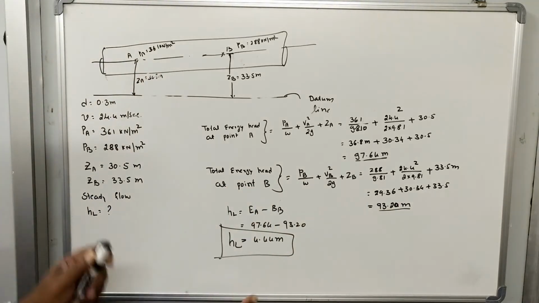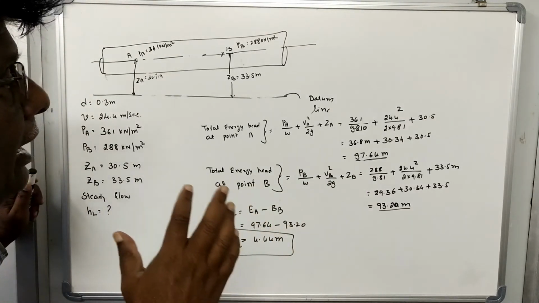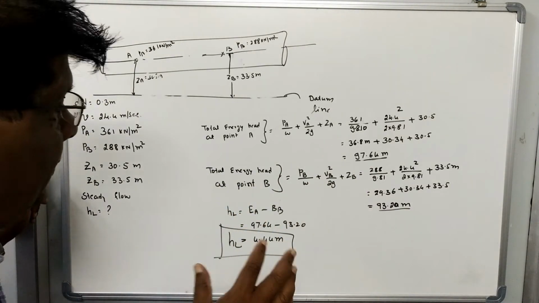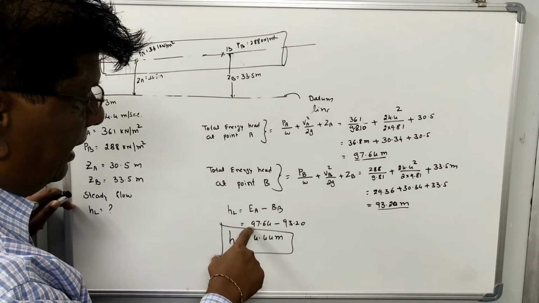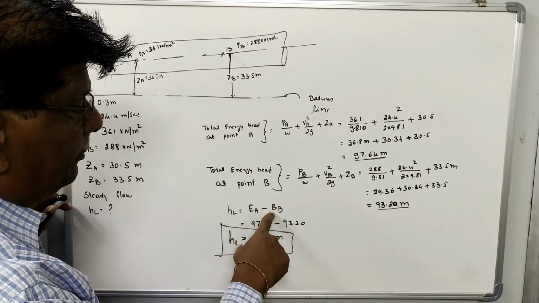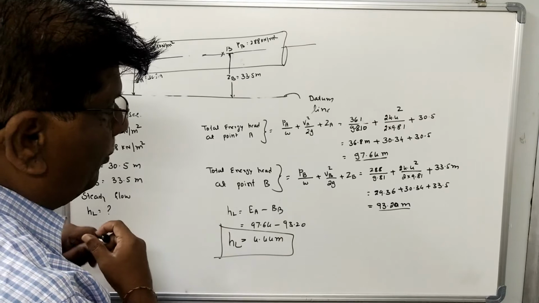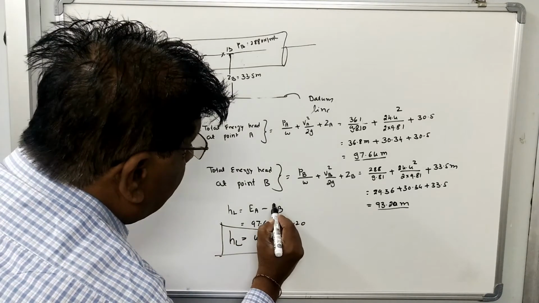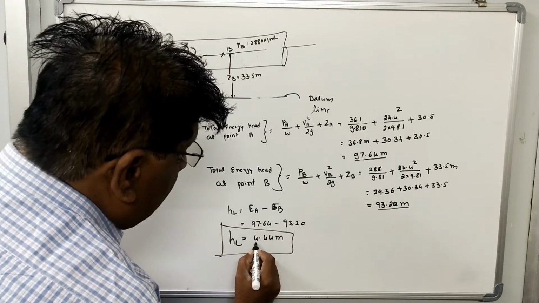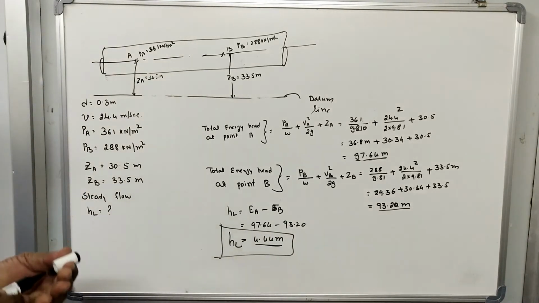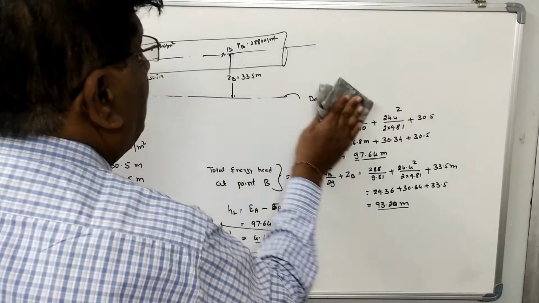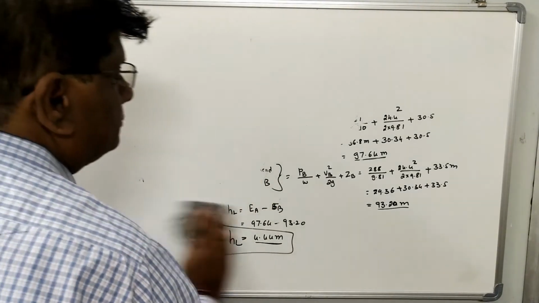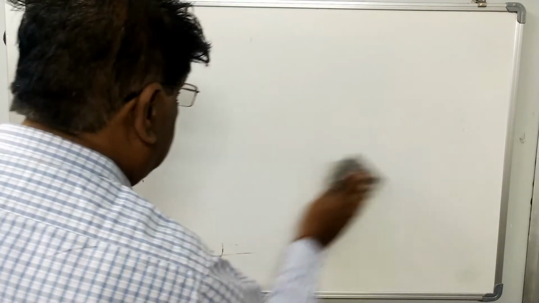So the loss of energy head is the difference between the total energy at point A and total energy at point B. So HL is equal to EA, the total energy head at point A, that is 97.64, minus EB, the total energy head at point B, that is 93.2. So the energy loss is 4.44 meter. Okay, so this is one problem. So you take another problem.